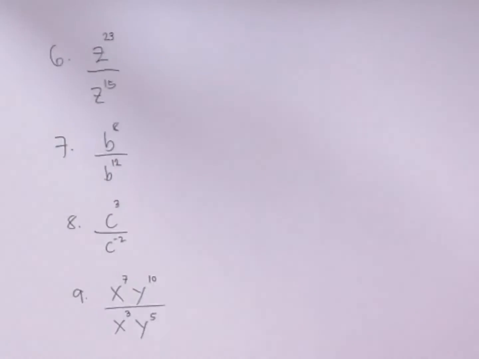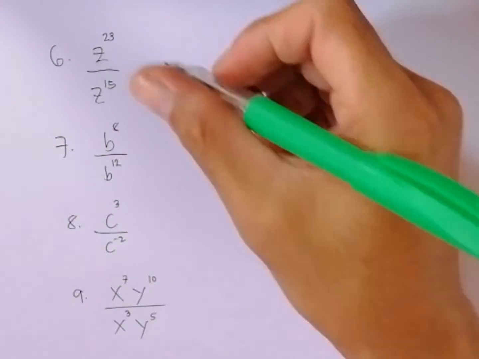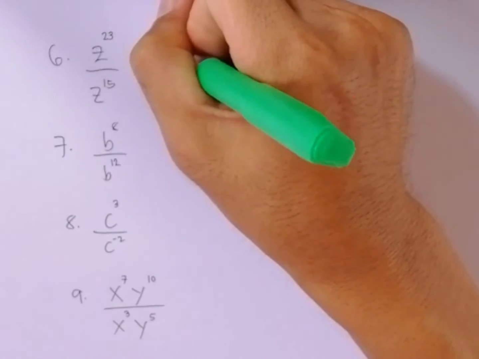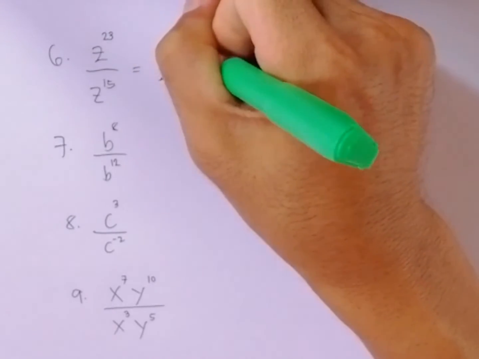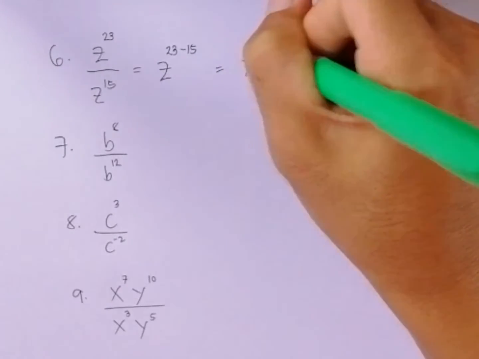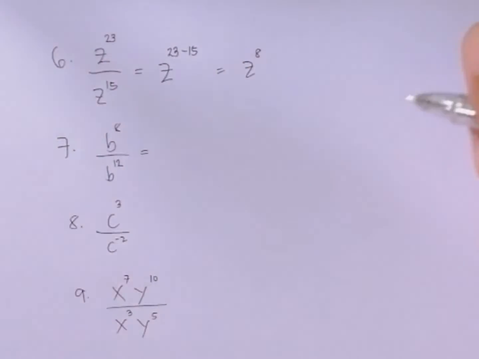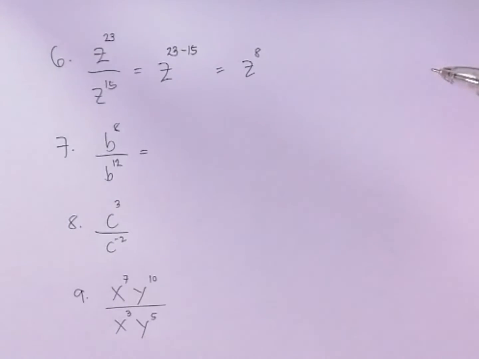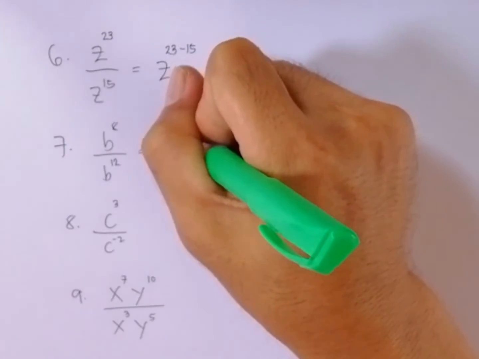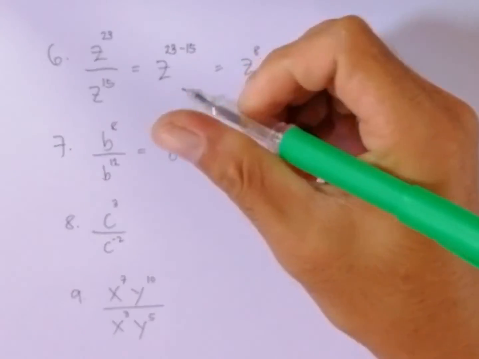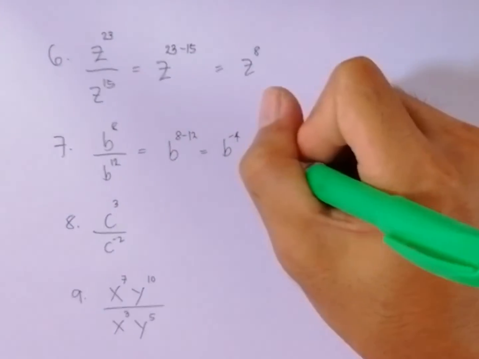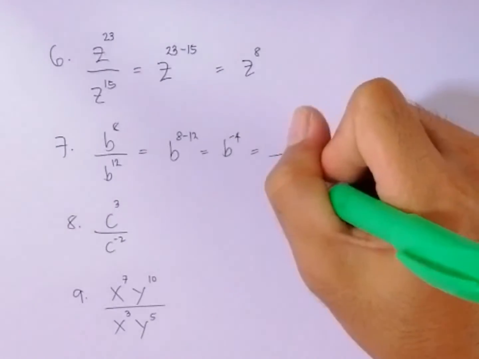Okay, number 6 is z raised to the power of 23 over z raised to the power of 15. So that is z raised to the power of 23 minus 15, and that is equal to z raised to the power of 8. Number 7, that is b raised to the power of 8 over b raised to the power of 12. The answer is b raised to the power of 8 minus 12, and then b raised to the power of negative 4, that is 1 over b raised to the power of 4.